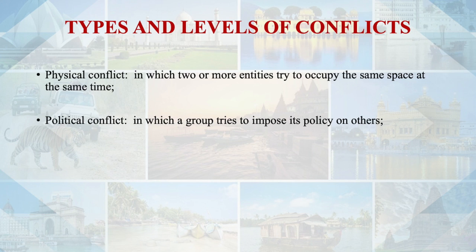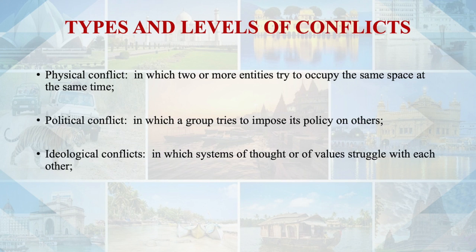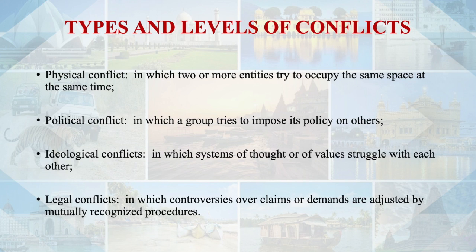So in physical conflict, 2 or more entities are trying to occupy the same space at the same time. In political conflict, it is moving from 2 or more entities to a kind of group, when a group tries to impose its policies over others. Ideological conflict, in which systems of thought or values struggle with each other. And finally, in legal conflict, in which controversies over claims are adjusted by mutually recognized procedure.